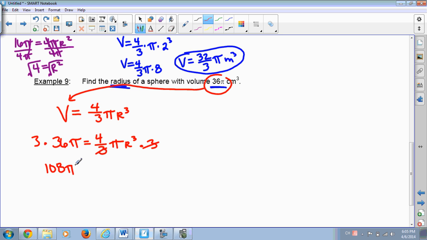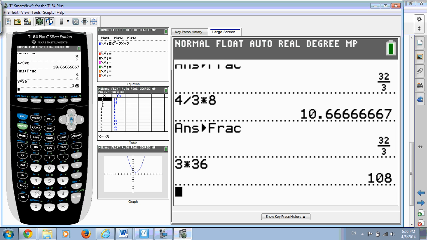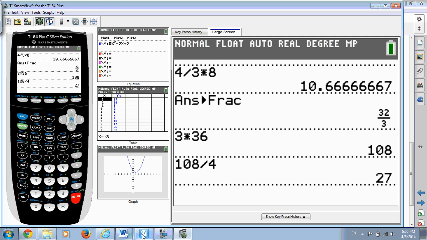108 pi is equal to, now we canceled out this divide by 3 here because we multiplied both sides by 3. So what's left is just 4 pi radius cubed. So we want the radius cubed by itself. This looks very similar to the surface area problem because we're just going to go ahead and divide both sides by the 4 pi. The pi's cancel on both sides and the 4's cancel on the right. So r cubed is equal to 108 divided by 4. Let's see what that is. 108 divided by 4 is 27.